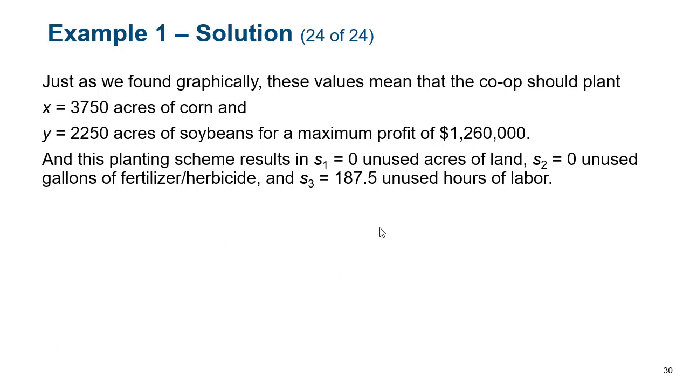And thus, as we saw graphically, we've now found, systematically, that we plant 3,750 acres of corn, 2,250 acres of soybean, and that's going to maximize our profits at 1.26 million. In this planting scheme, we have 0 unused acres of land, we have 0 unused gallons of our fertilizer, and we have 187.5 unused hours of labor. And that's basically how the Simplex method works, right? It solves this system for us in a very systematic, no pun intended way.